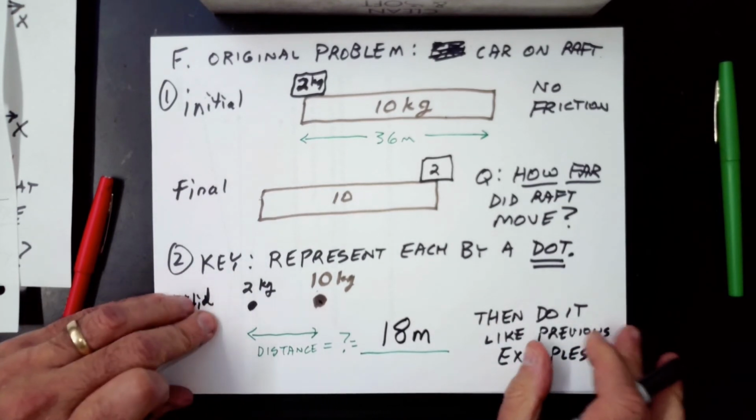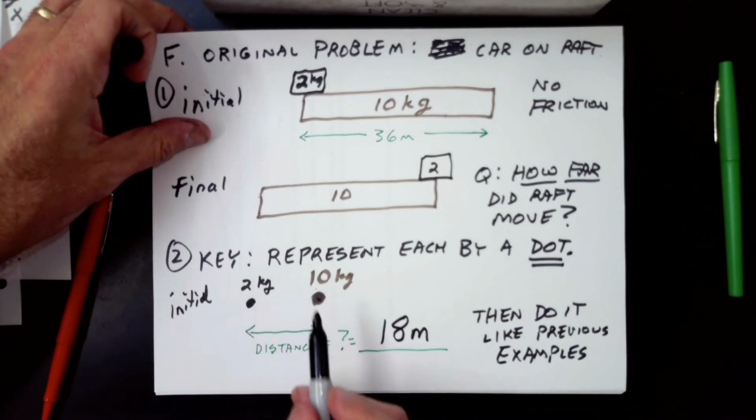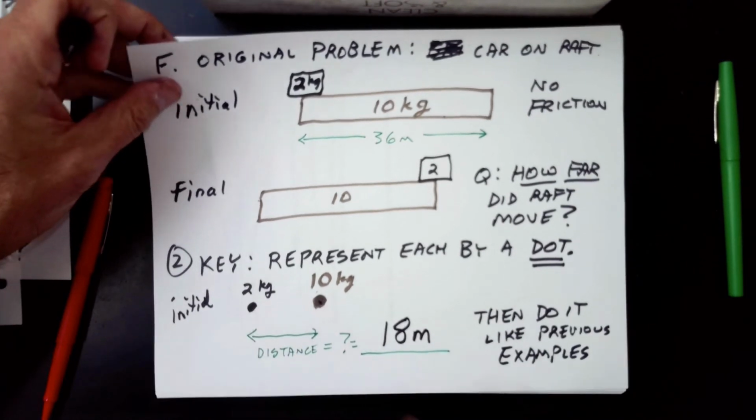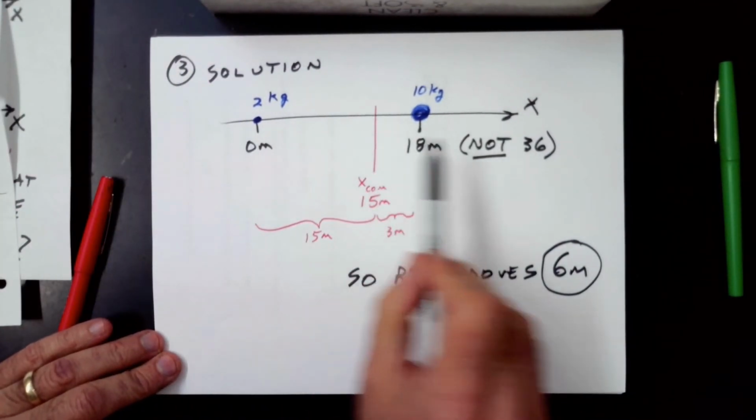Okay, then you do it like the previous example. Now you have two dots. It's exactly like the previous example. Two dots, you know the mass of each. You have the distance between them. You can find the center of mass and go from there. I got the problem started. I'm not going to finish it.